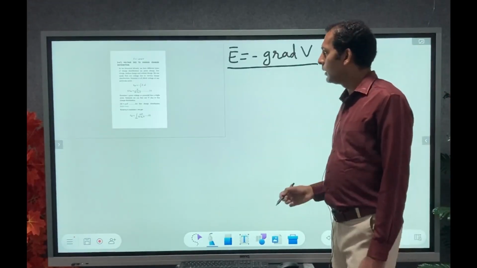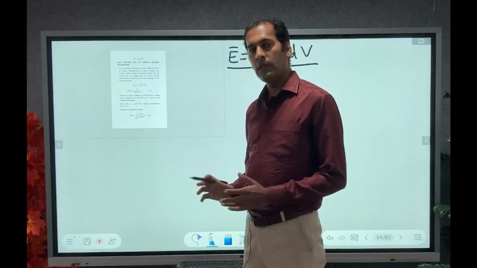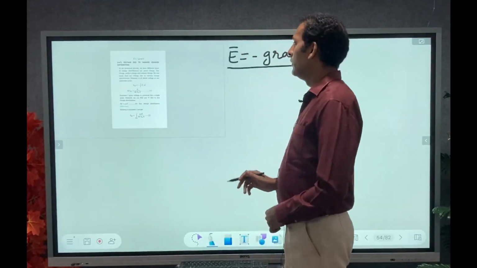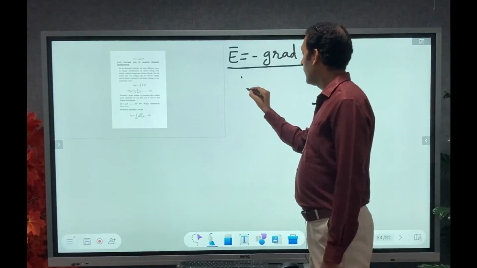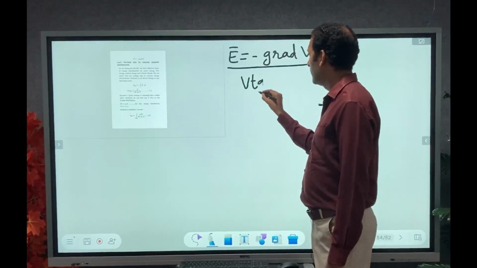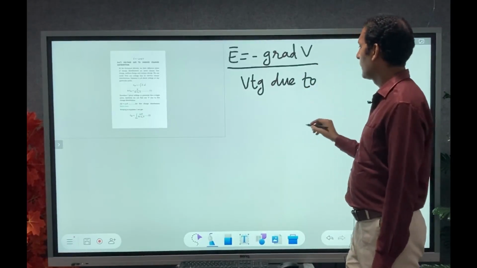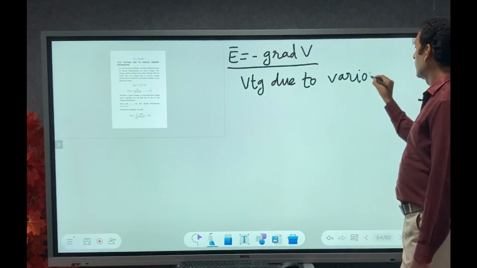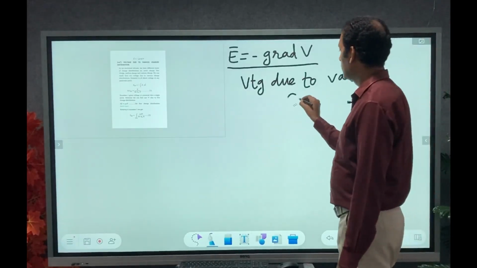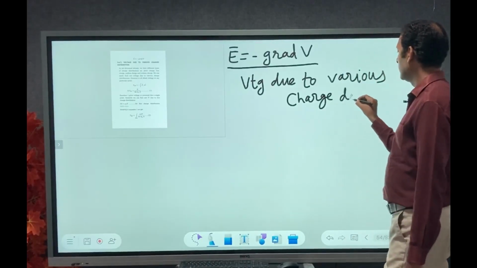With this we'll continue with another topic where we will see the voltages due to various charge distributions. So we have to find out voltages due to various charge distributions.